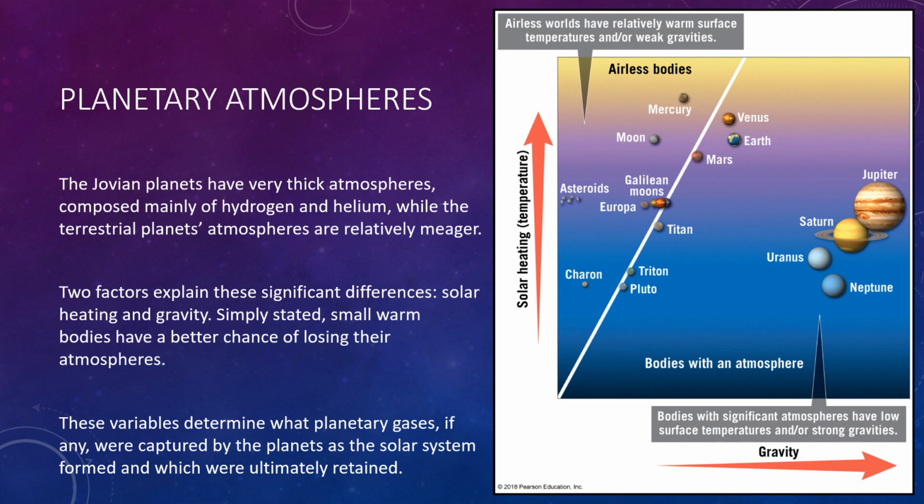The massive Jovian planets have strong gravitational fields, which partially explains their thick atmospheres. Furthermore, because of their great distances from the Sun, solar heating is minimal. Because the molecular motion of a gas is temperature dependent, even hydrogen and helium move too slowly to escape the gravitational pull of the Jovian planets. Cold temperatures also explain why Saturn's moon Titan, which is small compared to Earth but much farther from the Sun and therefore colder, retains an atmosphere.